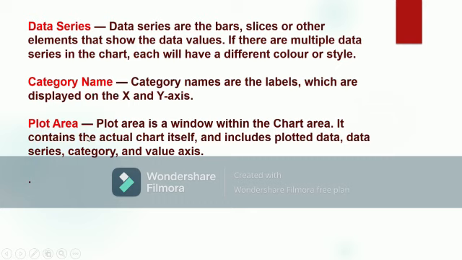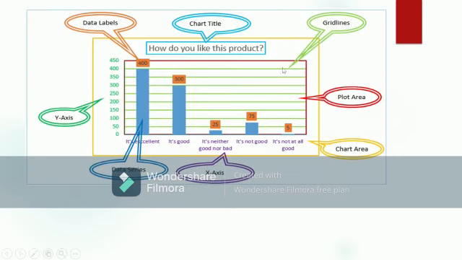Okay, then plot area, already I have said what that is, where we are plotting that graph. Okay, plot area is a window within the chart area. It contains the actual chart itself and includes plotted data. Okay, data series, category and value axis. See here, plot area. Okay, this one.